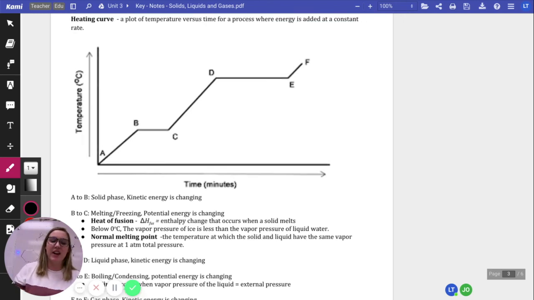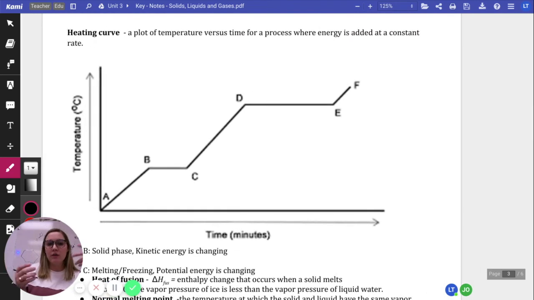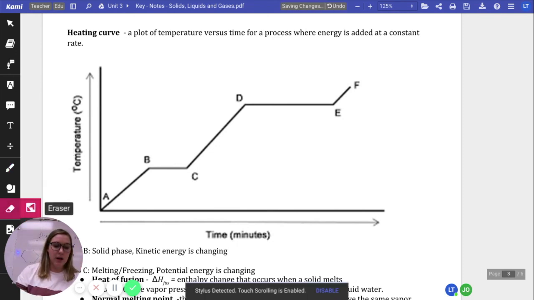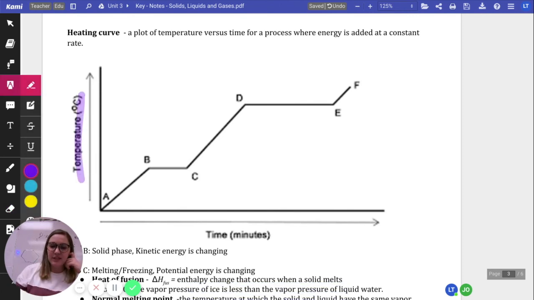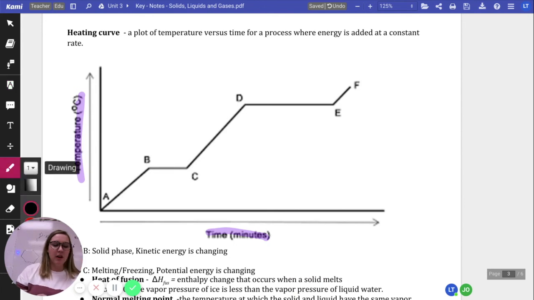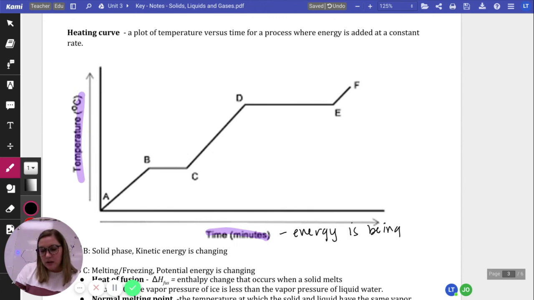Okay, let's get started. So a heating curve is basically a plot of temperature, that's over on our y-axis, versus time. And guys, on our time axis, basically energy is being added at a constant rate. So as your time is increasing, the amount of energy or the heat being put in is increasing as well. So energy is being added, or your heat is increasing.